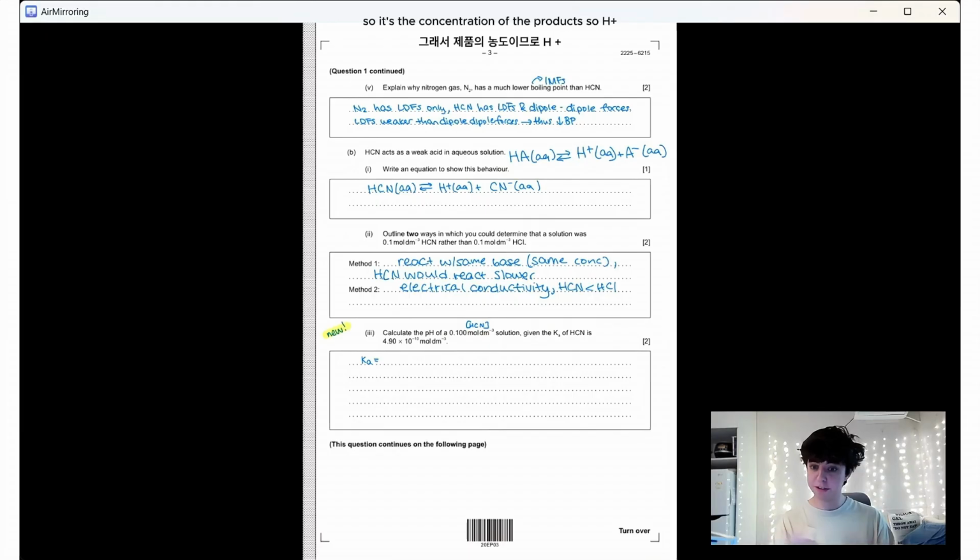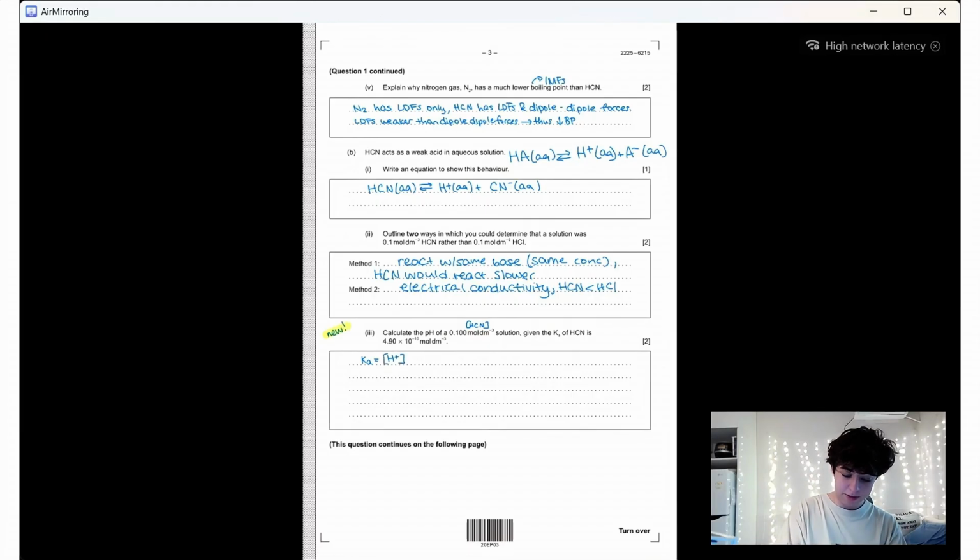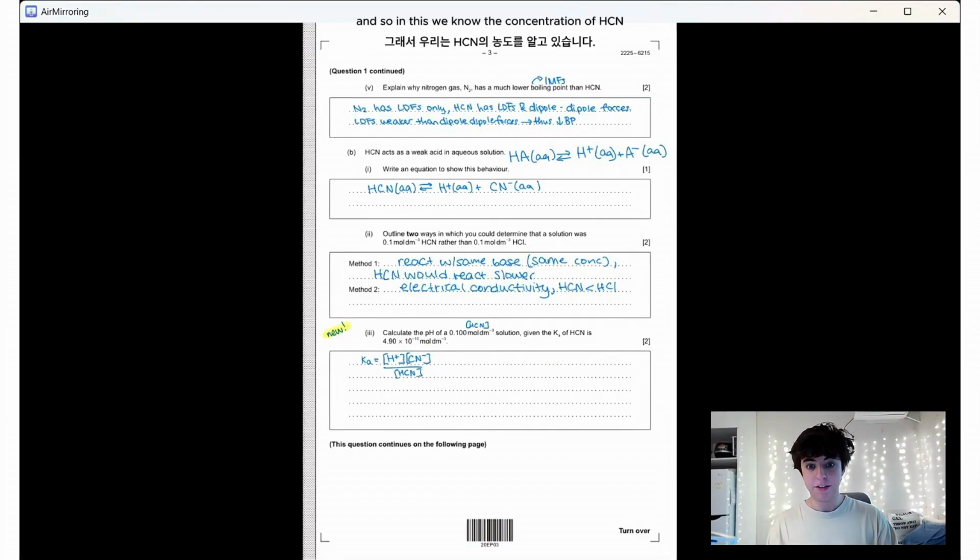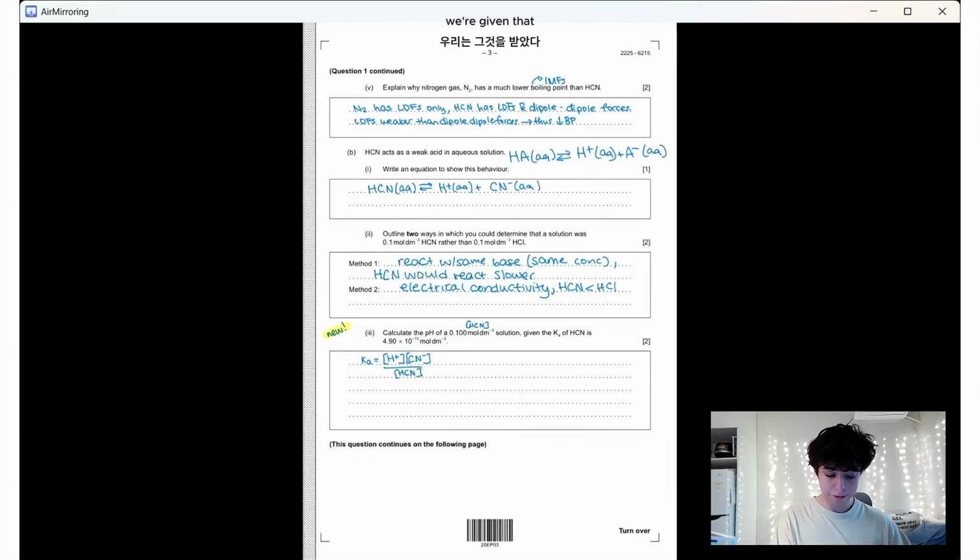Okay, so it's the concentration of the products: H plus times CN minus over the concentration of HCN. In this, we know the concentration of HCN. We're given the Ka, and we need to find H plus. However, we don't know CN minus.